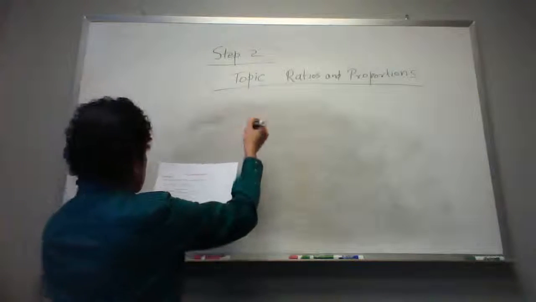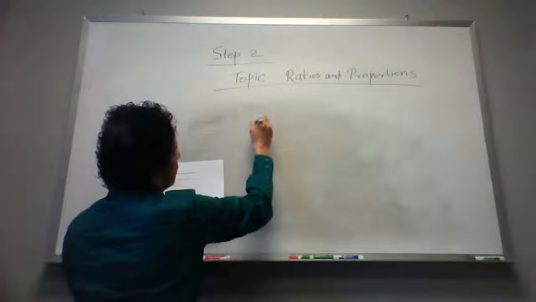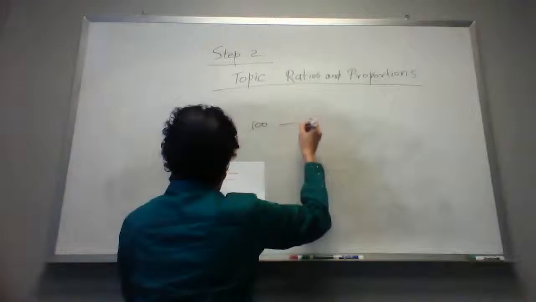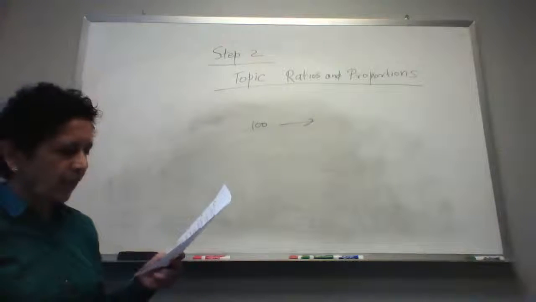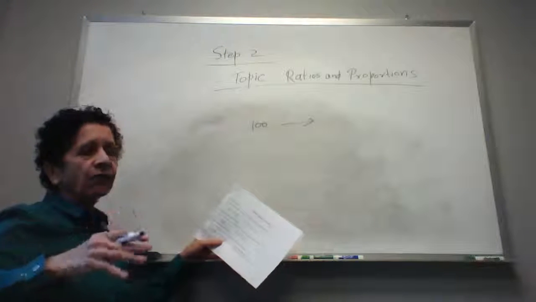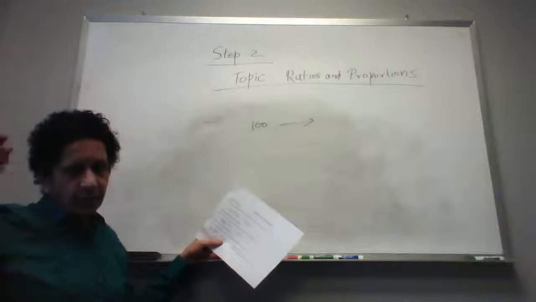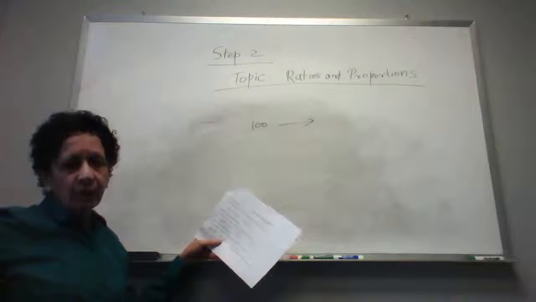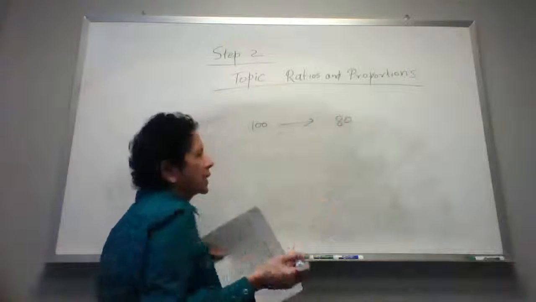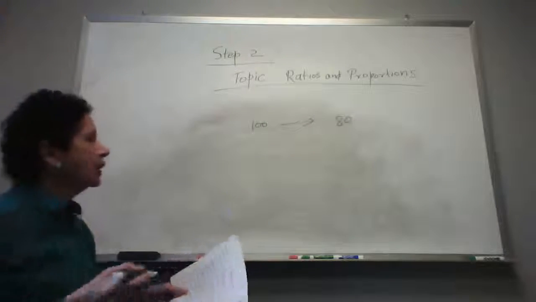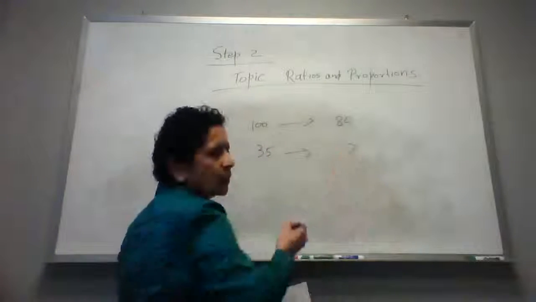So in this case, if the original price was $100, then it says that the discount is $20 off, right? So that means that if the original price was $100, then they are going to take $20 off. So you are going to get that for $80, right? If the total was $100, then you are going to get the sale for $80. Now, if the original price is $35, how much is going to be the sale price, right?